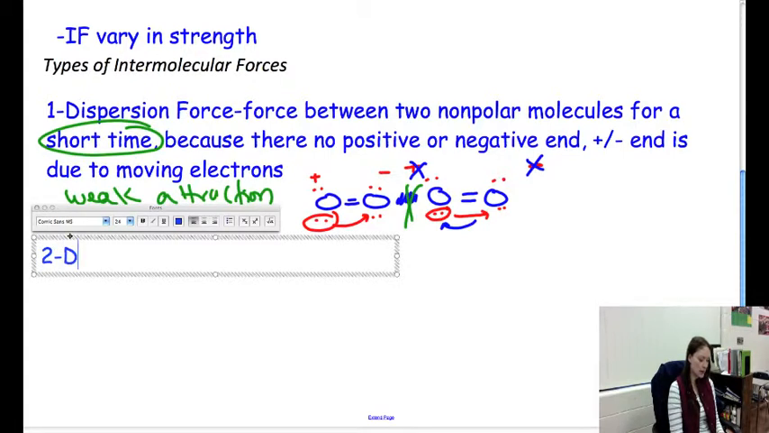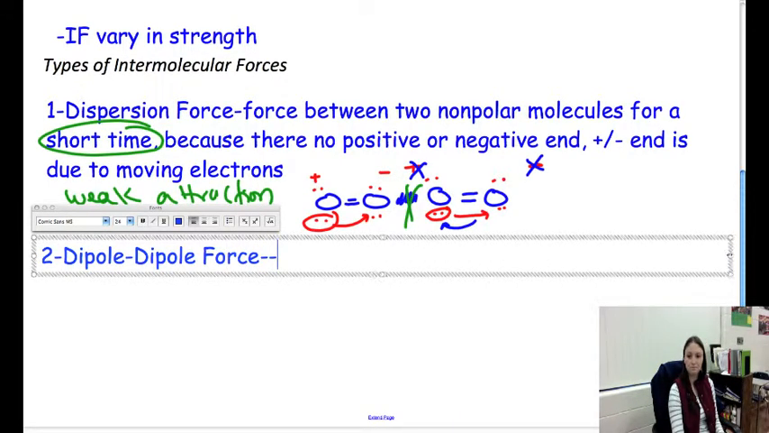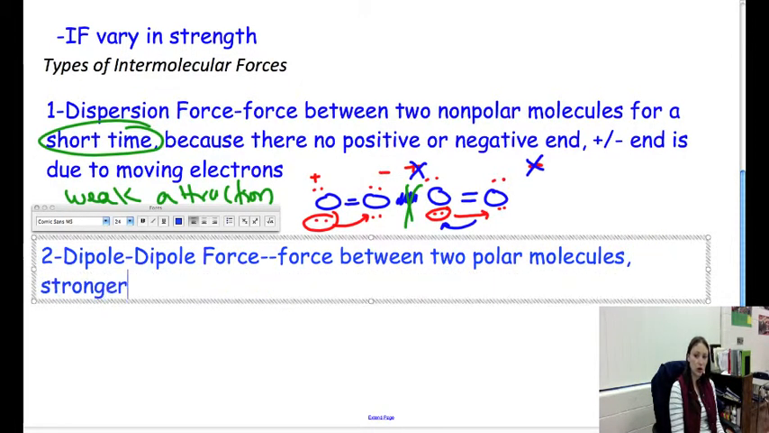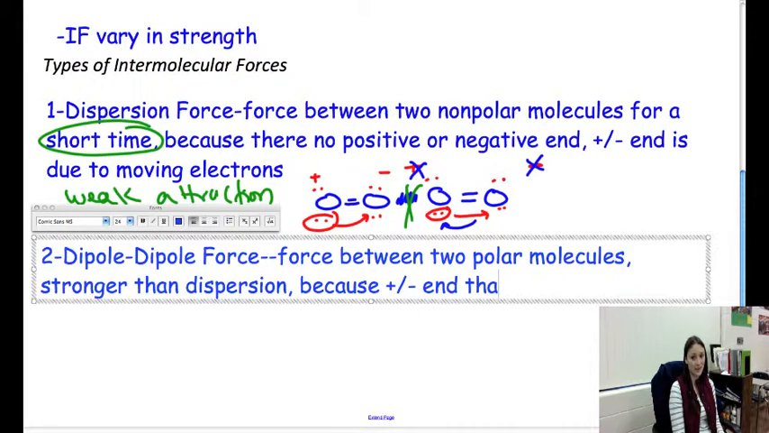This force is called a dipole force. And again, I'm going to give you the definition and then I'll explain. This is the force between two polar molecules, and these ones are going to be stronger than the dispersion because I have a positive and negative end that's set. Even though the electrons are moving, so I have a little bit of a dispersion force in these dipoles, the major force is a dipole.